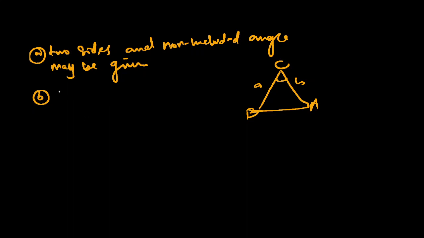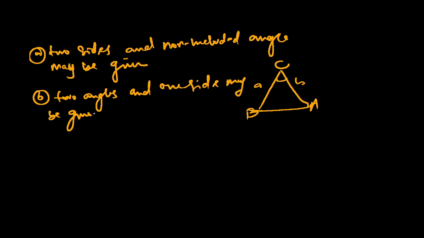The second condition is that two angles and one side may be given. So what do I mean by this? That two angles and one side may be given is that you can have a triangle like this, and you are going to have this angle A, this angle B, and you will only be given side B only, or giving you side A only.